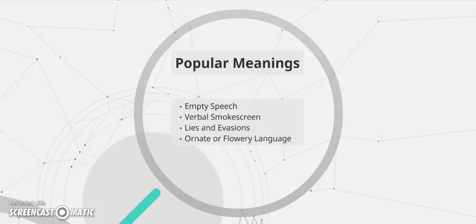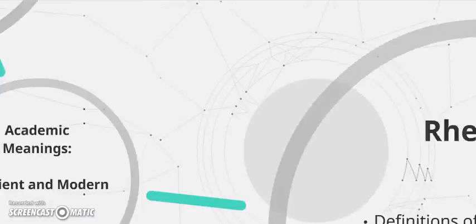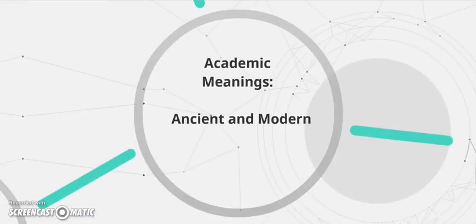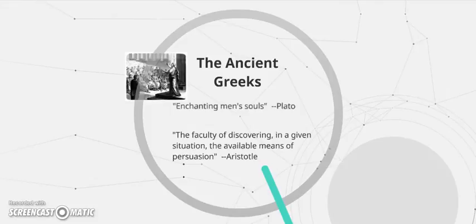In fact, that's one of the things we need to be on our guard against, is when people are using rhetoric for nefarious purposes. But rhetoric can also be used in the service of good, productive interaction. To try to get at the better side of rhetoric, let's look at several more academic definitions. And we're going to take those definitions both from the ancient and modern world. Let's begin with the ancient, particularly Plato and Aristotle.